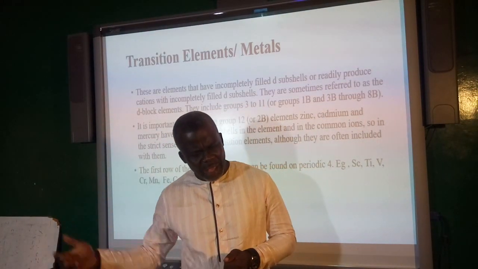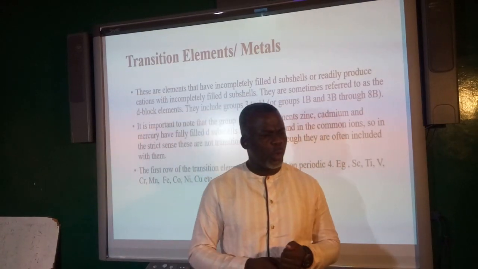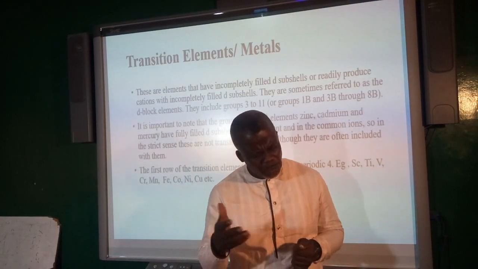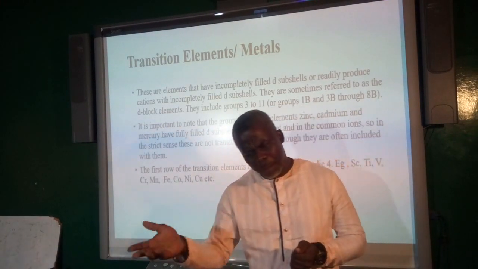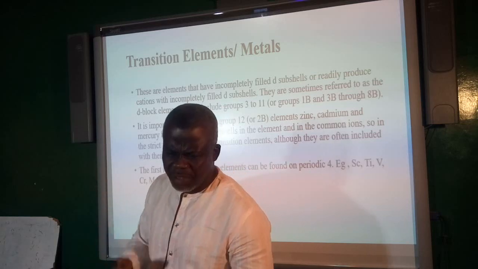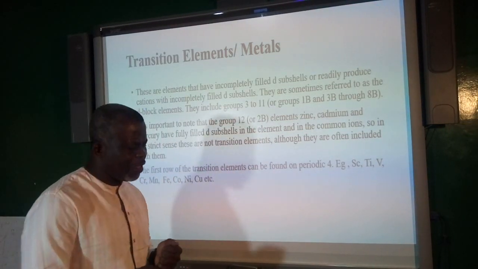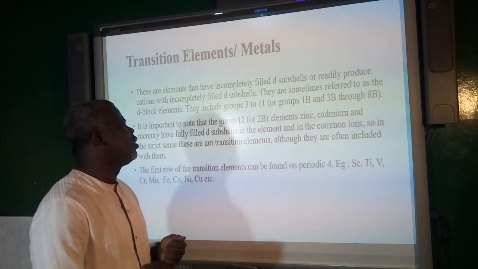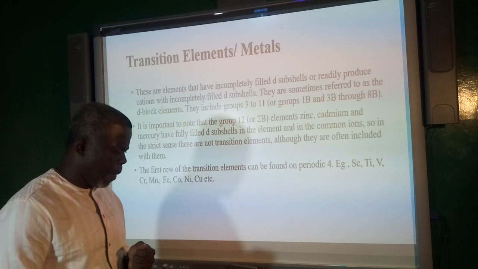Or if you go by the A group and the B group, they are the B families. So we call them group 3B, 4B, 5B, 6B, 7B, 8B, 1B. These elements are called the transition elements. And sometimes we also include the 2B.